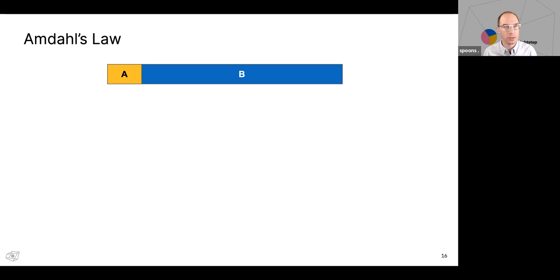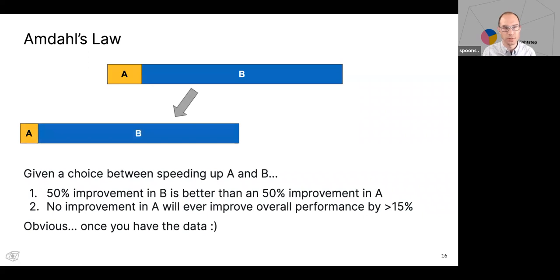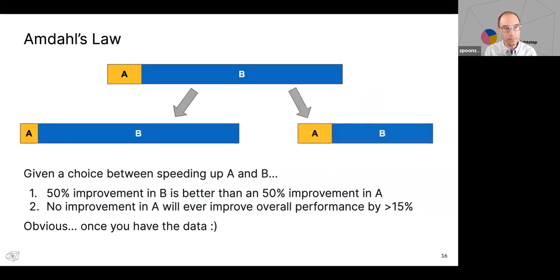So of course, understanding the critical path is important, but understanding how much each service is contributing is also really important. In this case, if we were going to do some optimization work, we have a choice here, right? We could spend that time working on service A, or we could spend it optimizing service B. And what Amdahl's law tells us is that a 50% improvement in B is going to be better than a 50% improvement in A. Maybe kind of obvious. No improvement in A will ever improve overall performance by more than 15%, right? Because even if you reduced A to 0, that's not going to affect most of the time.